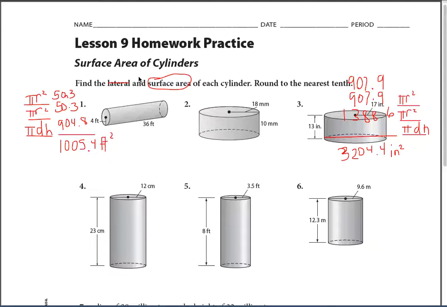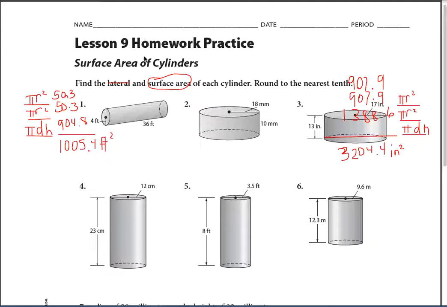So I'm doing 4 problems from your homework. I'm doing problems 1 and 3 from your homework practice worksheet, so you can just get that out and do these problems right along with me. Don't just copy down the answer, but show the work. And then I'm also going to do problems 1 and 6 on your problem solving worksheet.